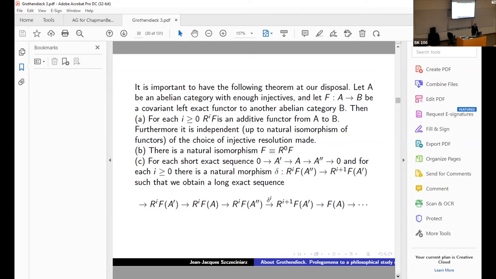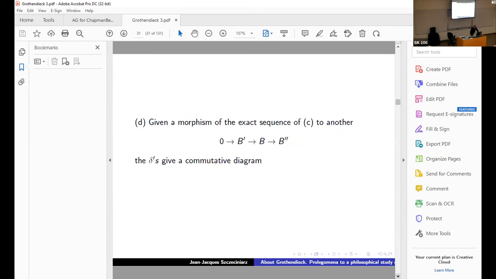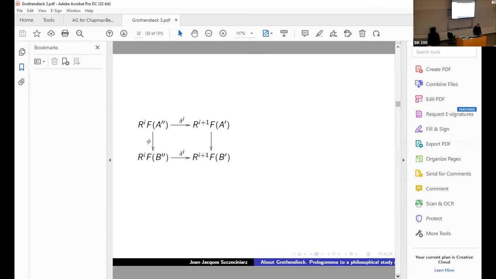There is a natural isomorphism F to R^0 F. And for each short exact sequence 0 to A prime to A to A double prime to 0, and for each i, there is a natural morphism delta, and we obtain these long exact sequences. And given a morphism of the exact sequence to another sequence 0 to B prime, the deltas give a commutative diagram. This diagram is very important.